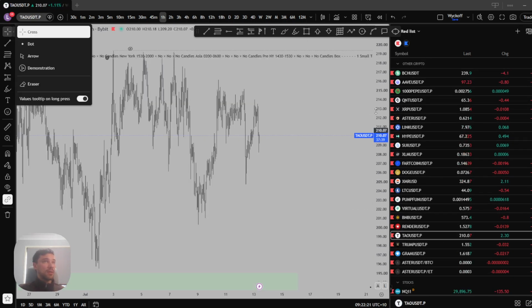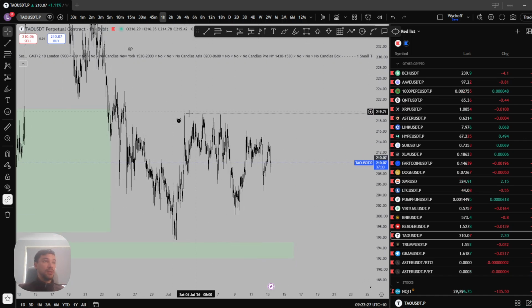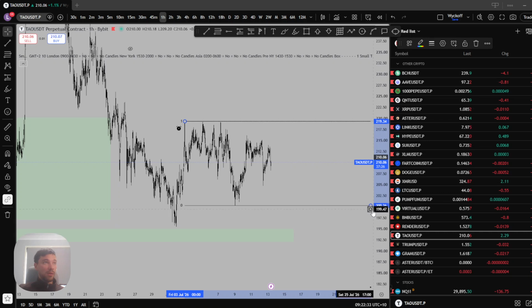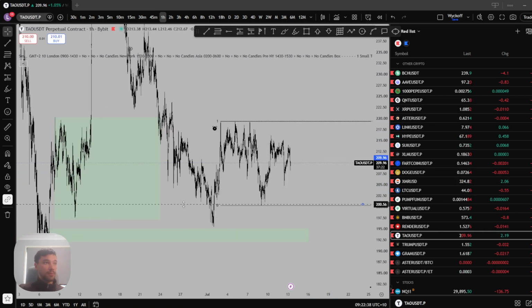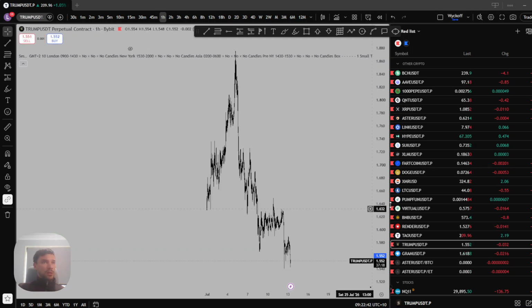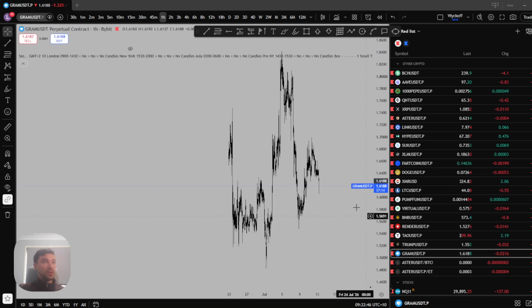Tau. Tau's not doing a whole lot. Same thing, could maybe use this as a range. Just because there is liquidity there. And then Trump not doing a whole lot. And then Graham probably not doing a whole lot either.